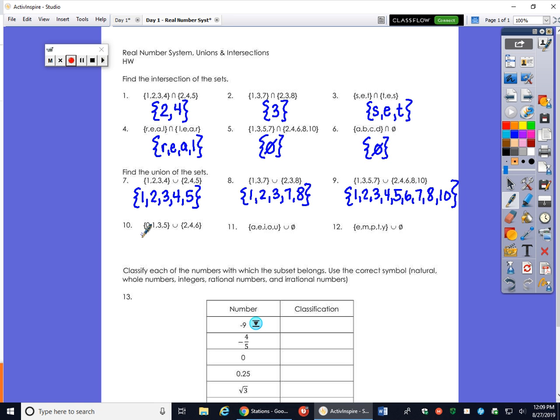In number 10, we want 0, 1, 2, 3, 4, 5, and 6. In number 11, we want A, E, I, O, and U. But it's in union with an empty set, so just A, E, I, O, U. And in 12, we just want E, M, P, T, and Y.